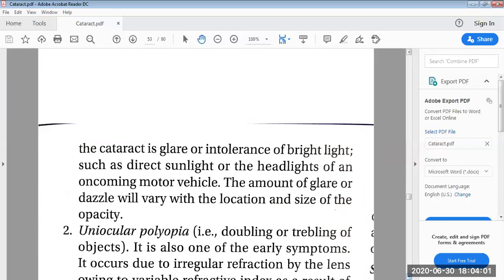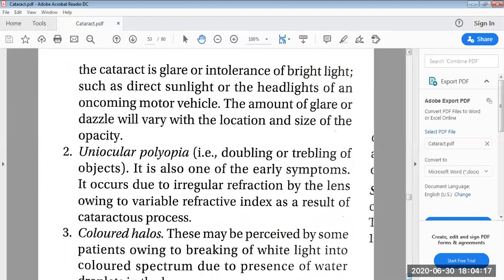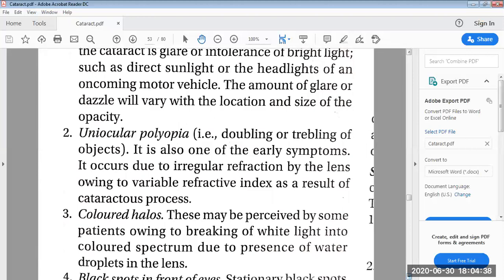The cataract patient has intolerance of bright light. This is the main visual disturbance, such as from direct sunlight or the headlights of an oncoming motor vehicle. The amount of glare or the dazzle will vary with the location and size of the opacity. Then there is another symptom, uniocular polyopia, doubling or tripling of objects. It is also one of the early symptoms. It occurs due to irregular refraction by the lens owing to variable refractive index as a result of cataractous process.